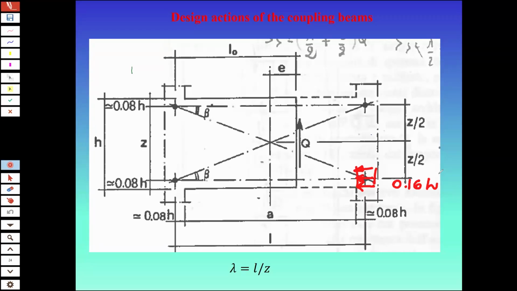So you see, this methodology is not written in a code. It's not written in a guideline. It's something that we proposed to design. But what is it based on? It's based on all the background that we have on reinforced concrete mechanics.